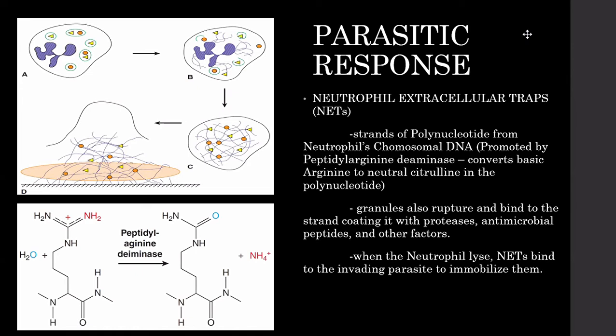The strands of the polynucleotide from the neutrophils, chromosomal DNA, take note, have their arginine portion deaminated to citrulline. Okay? Please take note of that. The arginine portion is converted to citrulline in the polynucleotide.